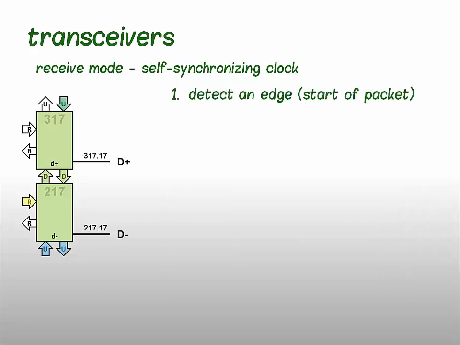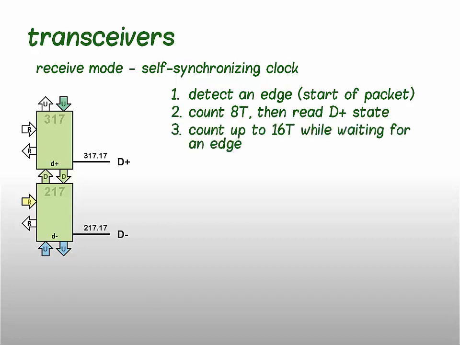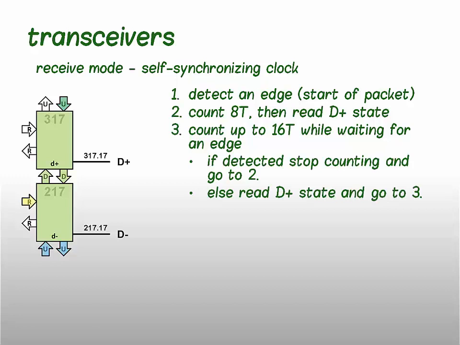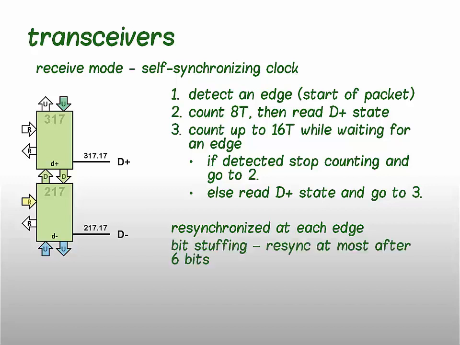Detect an edge at the beginning of a packet. It is presumably the first edge of the sync pattern. Count an 8t interval and read the state of the D plus line. Count up to 16t while waiting for an edge, and if detected, stop counting and go to step 2. Else, if an edge is not detected within the 16t interval, read the state of the D plus line and go to step 3. Thus the clock is resynchronized at each edge, and due to bit stuffing, we resynchronize at most after 6 bits.